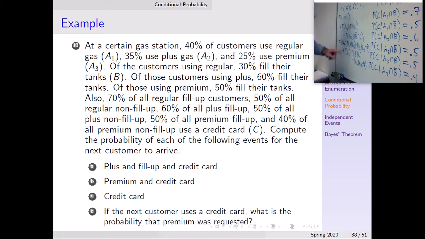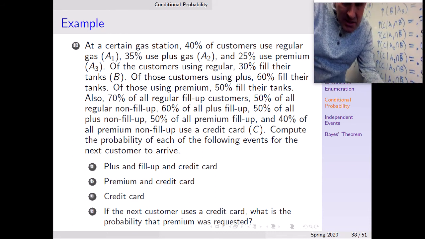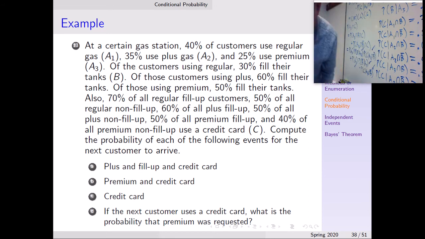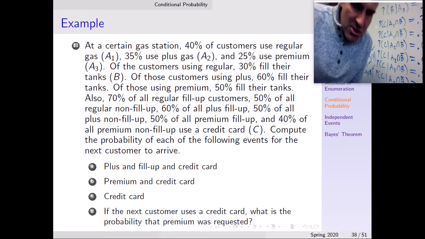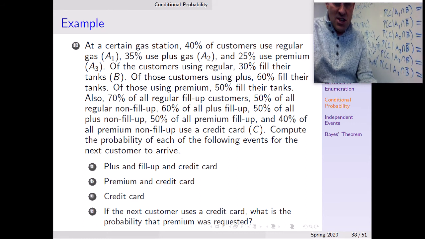Okay, so I know everything here. I know this, I know that, I know that, I know that, I know that, and I know that. So we can compute this thing. And then finally, let's not go through all of these, but like the probability of the credit card, the probability that a random customer uses a credit card.